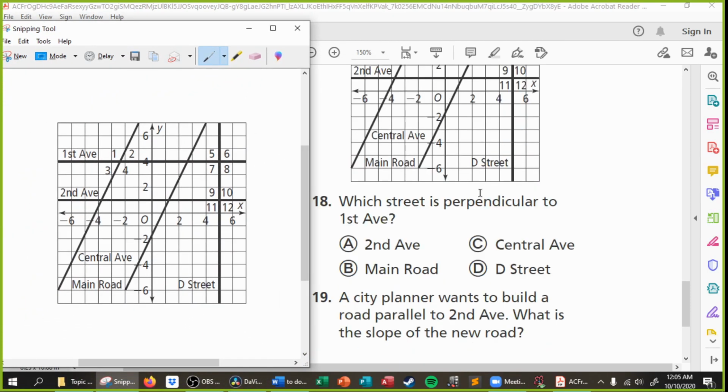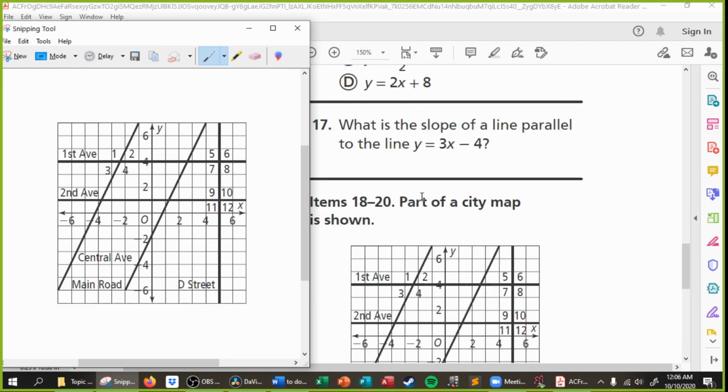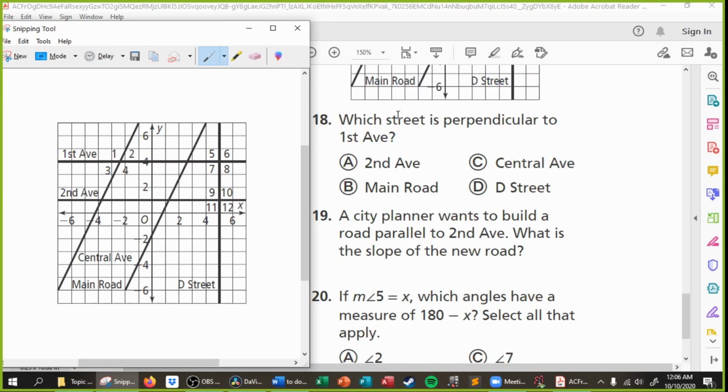And then we can look at our questions. This is the 18 through 20. Which street is perpendicular to First Avenue? So let's look at where First Avenue is. And I'm just going to draw this. So here's First Avenue. Let's pick a different color, that would probably be easier to see. So First Avenue is here.